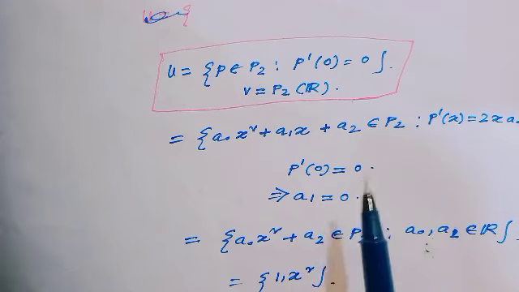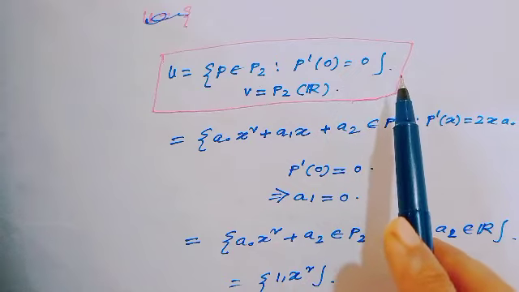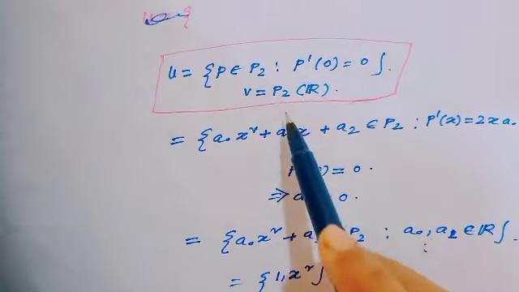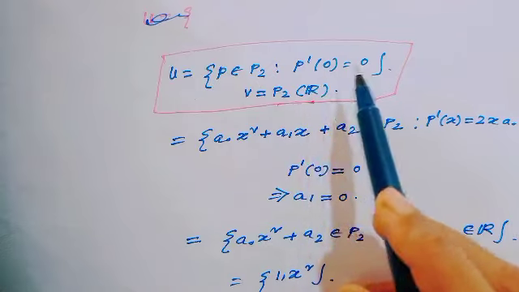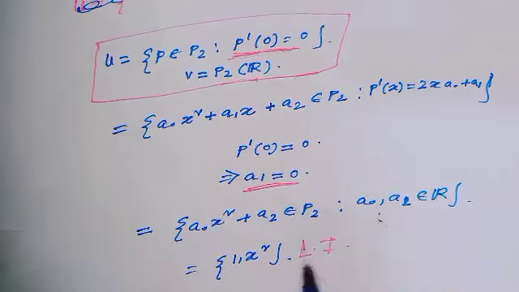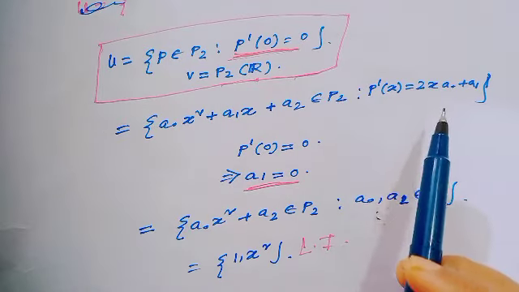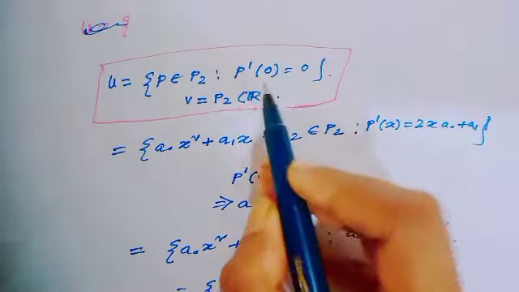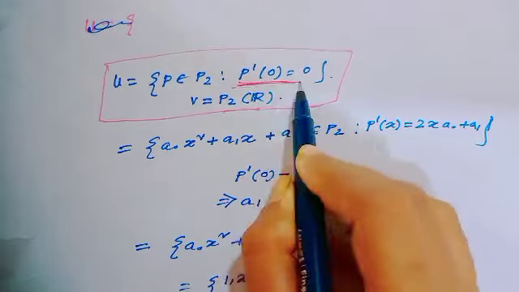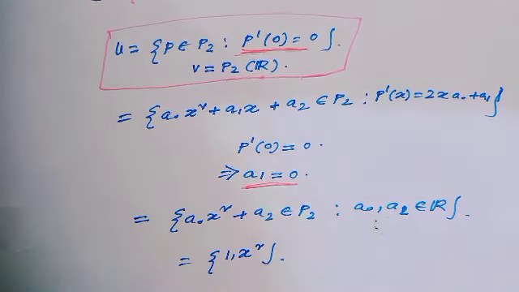We will see a new type of subspace: P belonging to P2 such that P prime 0 equals 0. Here the vector space is P2(R), and the subspace is those polynomials such that P dash 0 equals 0. Let's consider an arbitrary polynomial of degree 2. Then P prime x equals 2 a2 x plus a1. And here the restriction in the subspace is P prime 0 equals 0. That implies a1 equals 0.